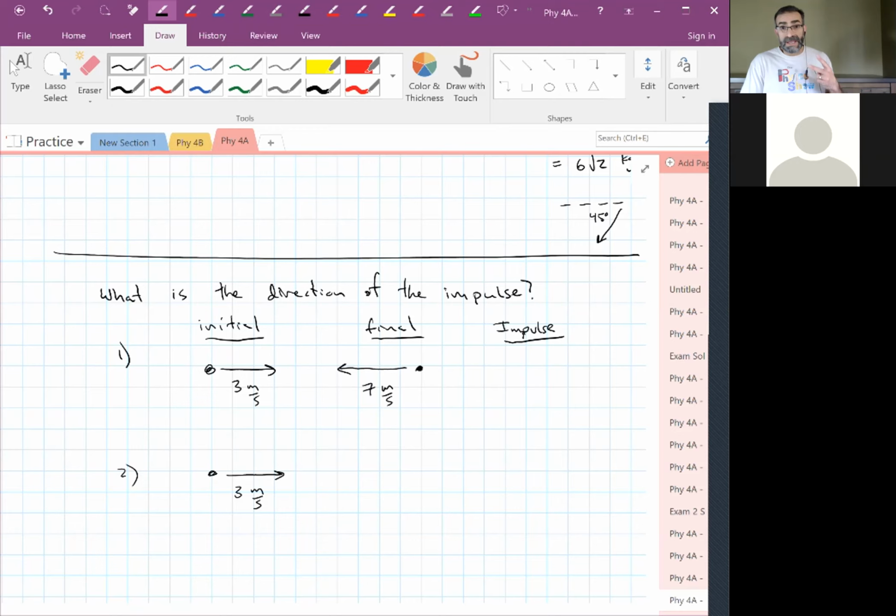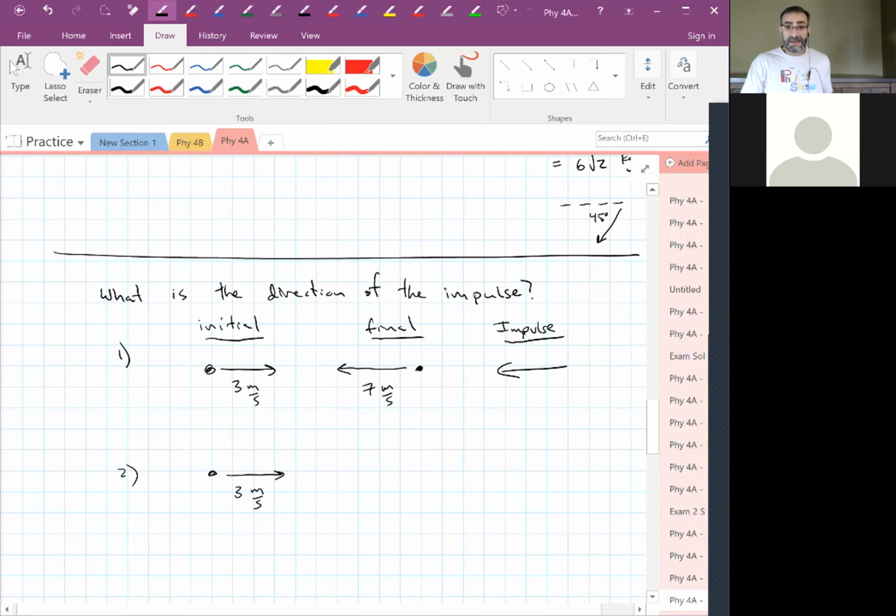We can get that two ways. We can think about force times time. Whatever the net force is that acted on this between our initial state and our final state, that's the direction of the impulse. What direction was the force that acted on this object that caused it to slow down? It's moving 3 meters per second to the right, caused it to slow down, turn around, and come out moving at 7 to the left. The force had to be pushing on it to the left. So the impulse has to be to the left.